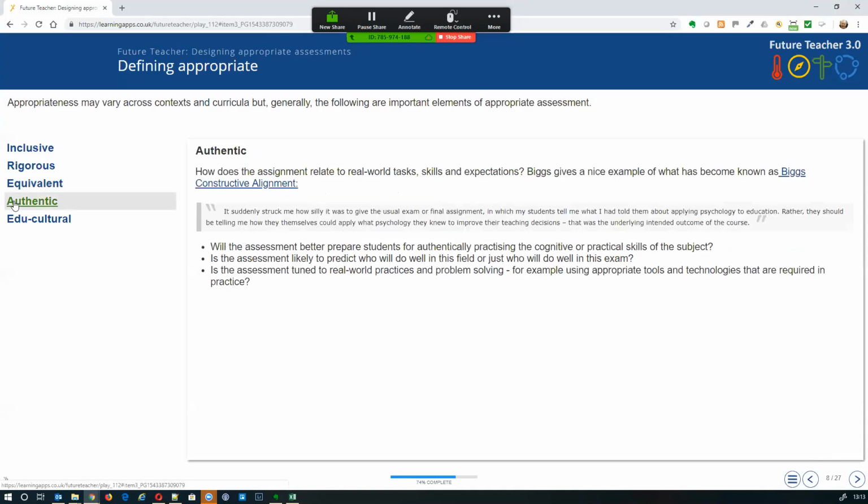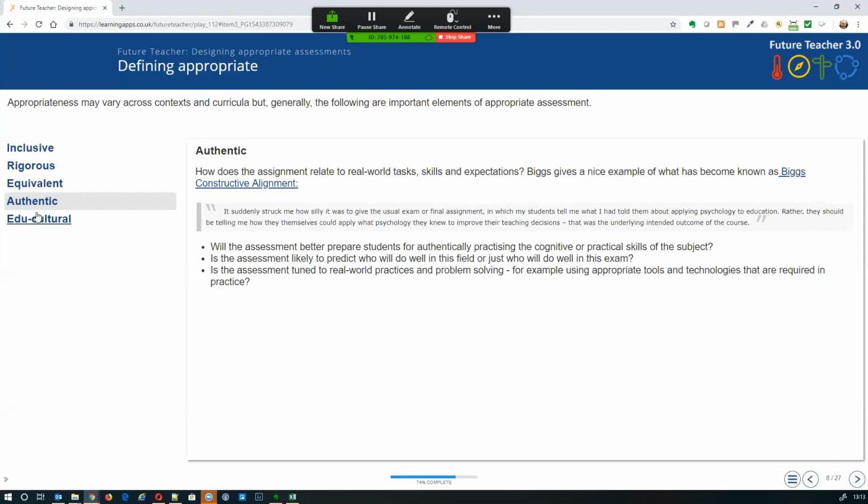The authentic, again, these are things that are really well worth exploring, particularly, I think Lillian will say more about Biggs later on, but I loved the quote about not giving the usual exam where they just tell me what I told them. They should be telling me how they themselves would apply what I told them to the real world, etc.